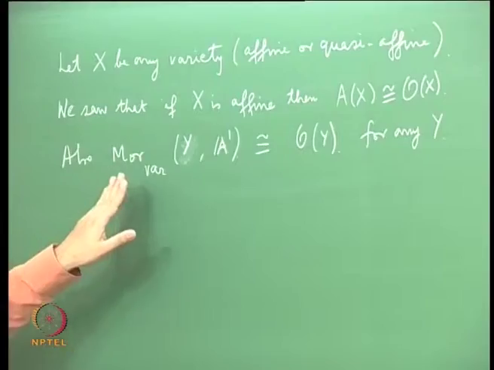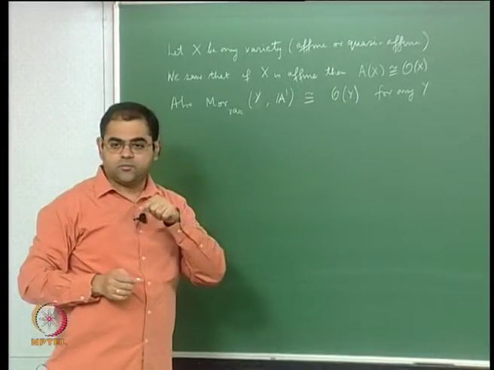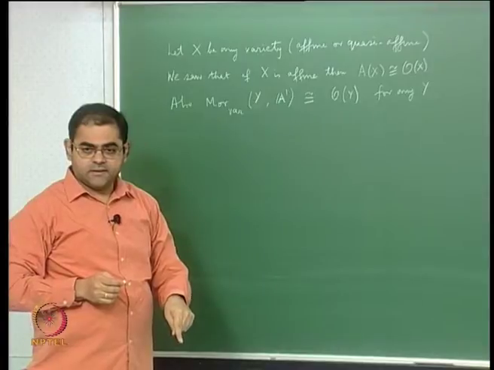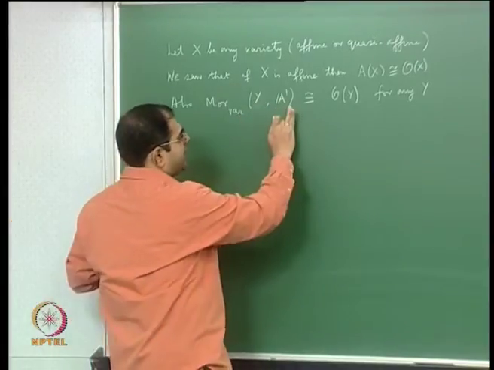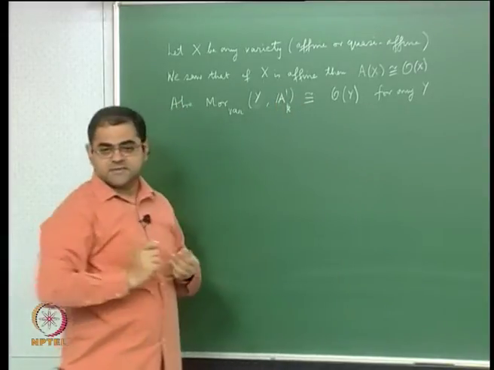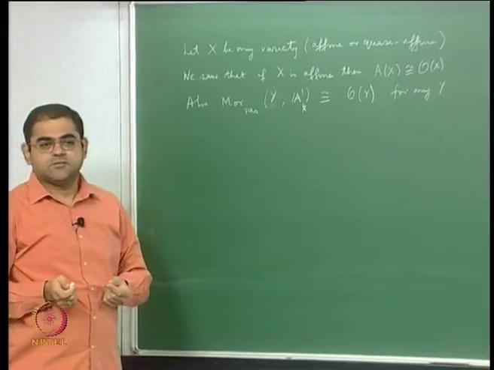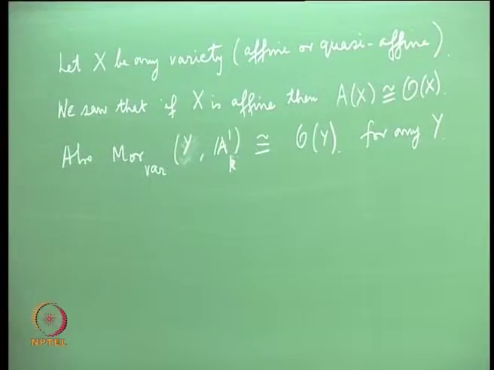Namely, every regular function, which is a map from y to k, is the same as a morphism from y to A1, where k is thought of as A1, which means that A1 is just k with the Zariski topology, and the Zariski topology there of course is a complement finite topology. It is a topology for which the open sets are complements of finite sets, the closed sets are only finite sets. Okay.